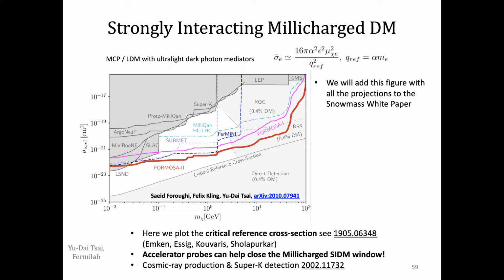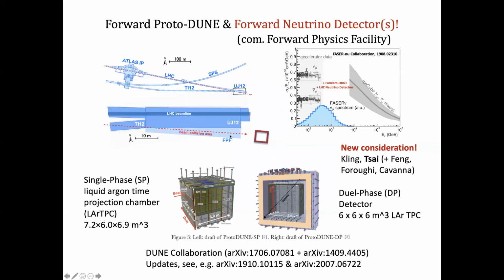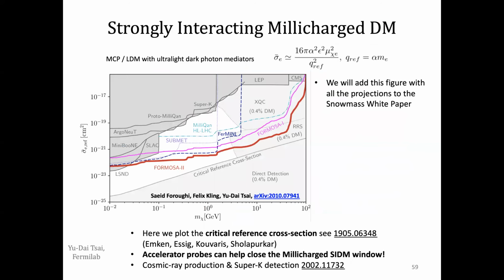So this also shows you the complementarity of different experiments. You can have accelerators that probe the strongly interacting regime, and you can have direct detection to probe the other regime, and together kind of close out this interesting millicharge strongly interacting dark matter window. Yeah. Oh, so I'm ending the talk.